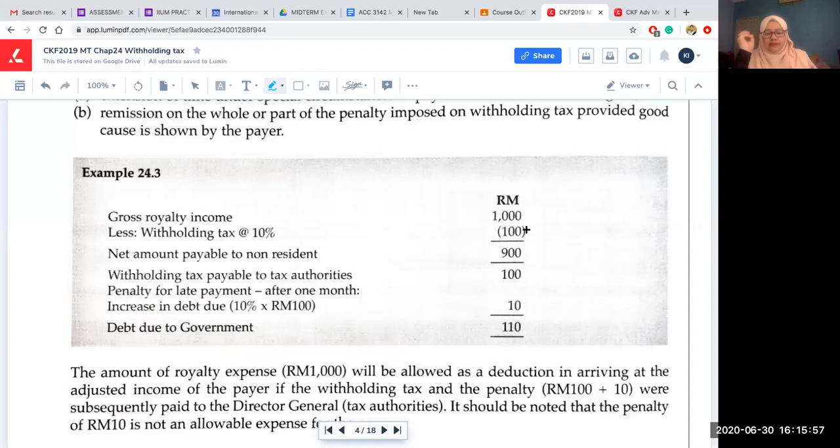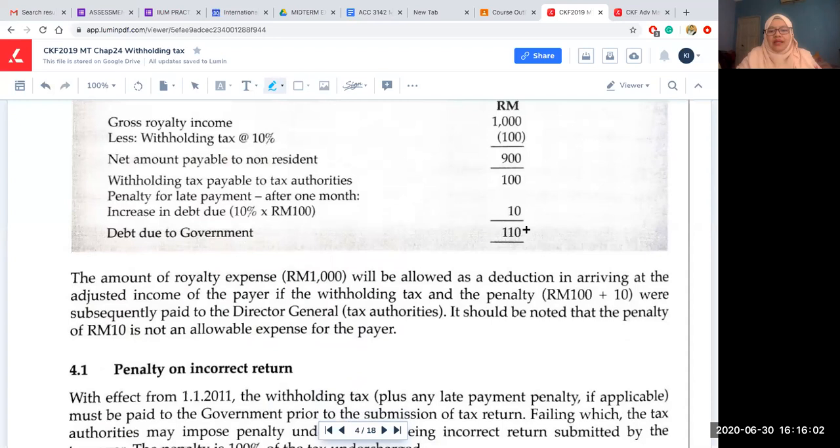The amount of royalty expense, in this case the 1,000, will be allowed as a deduction in arriving at the adjusted income of the payer, if the withholding tax and penalty were subsequently paid to the Director General. But remember that the penalty is a non-allowable expense.